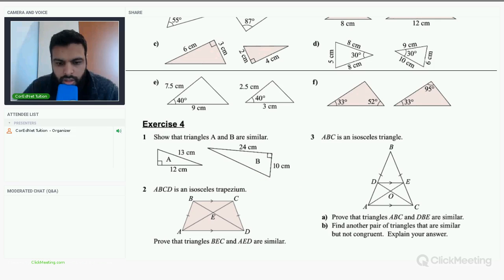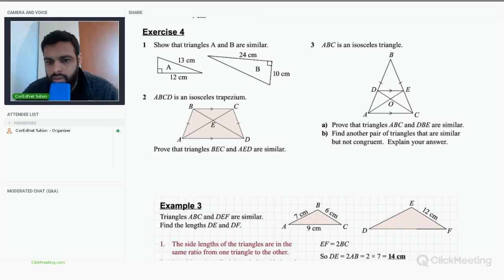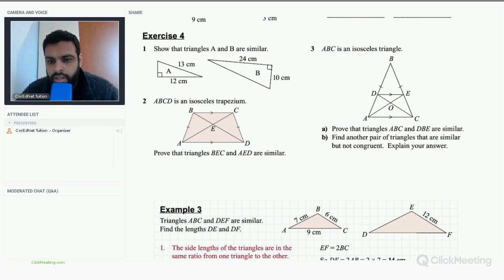Okay, so in the end, finally, the answer D is that they are not similar. The side lengths can't be in the same ratio as two sides of the first triangle are equal, but the sides in the second triangle are all different. Okay, so for D, that's not going to be similar. Right, okay, so let's look at exercise 4.